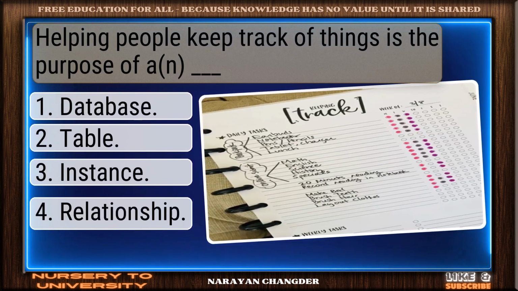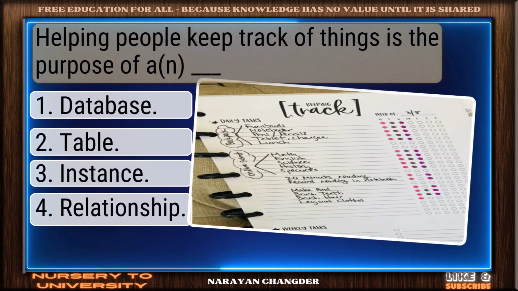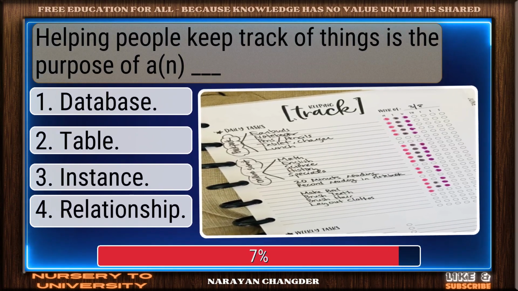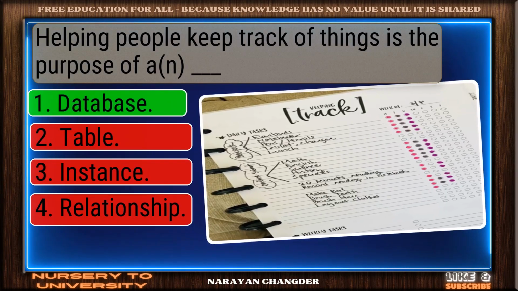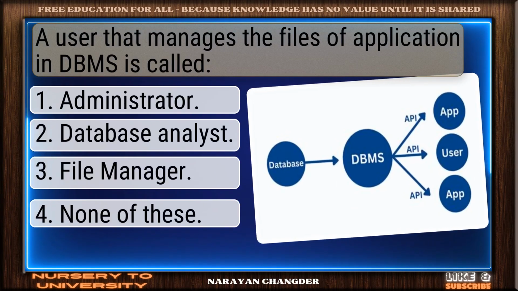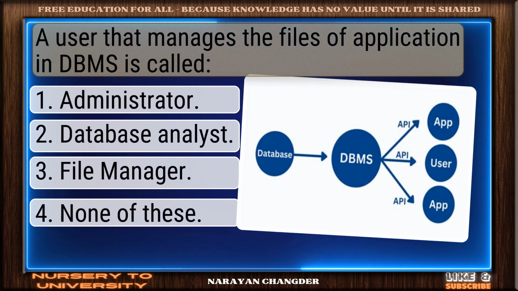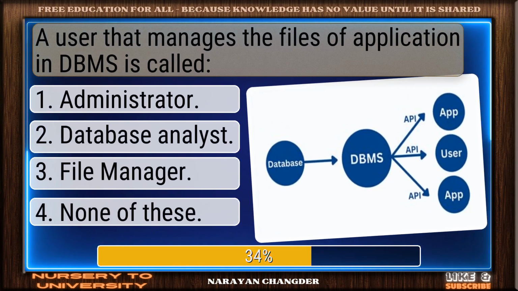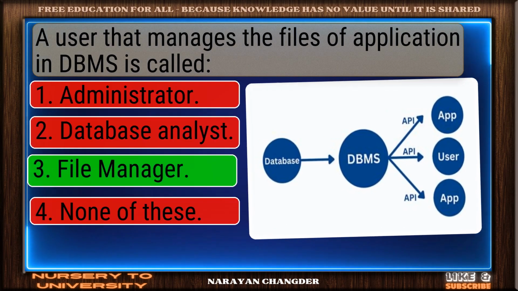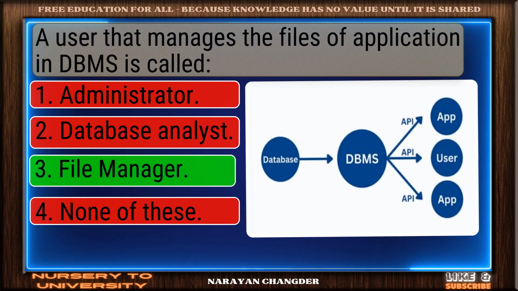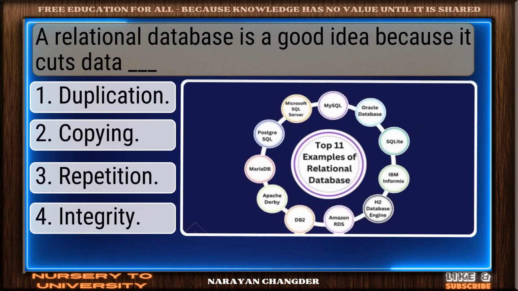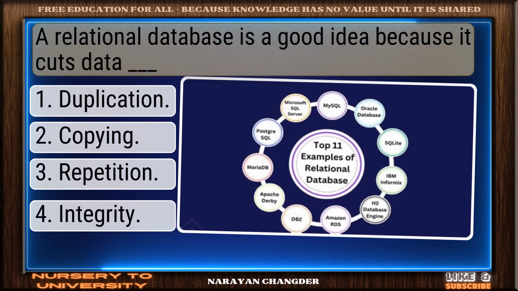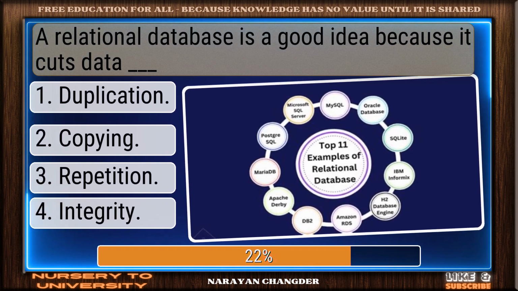Question number 41. Helping people keep track of things is the purpose of a DBA. Bravo, database is the answer. Question number 42. A user that manages the files of application in DBMS is called. Sharp thinking. File manager is the right choice. Question number 43. A relational database is a good idea because it cuts data dash.